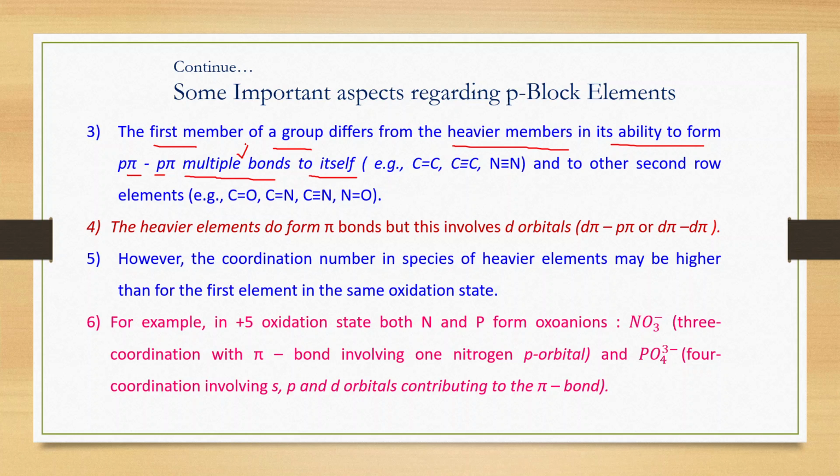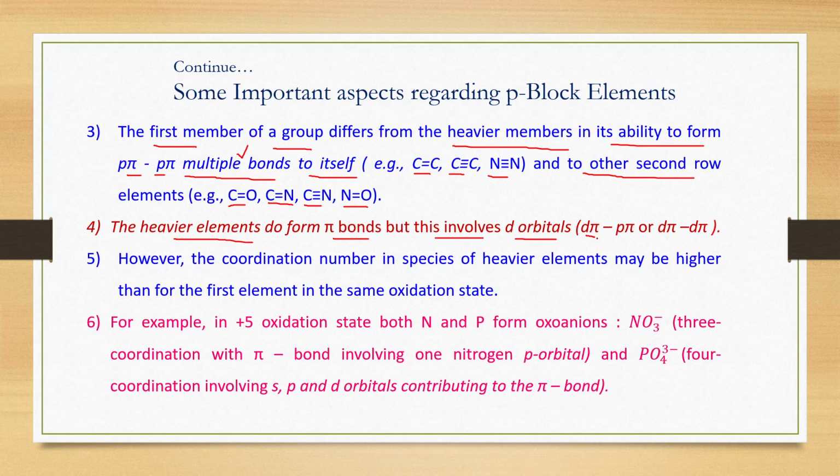are formed by p-pi. Okay, p-pi means they are using p orbitals during the formation of pi bonds. For example, carbon-carbon double bond, carbon-carbon triple bond, nitrogen-nitrogen triple bond, and with other second row elements, for example, carbon with oxygen double bond, carbon with nitrogen double bond, carbon with nitrogen triple bond, nitrogen with oxygen double bond. The heavier elements do form pi bonds, but this involves d orbitals.